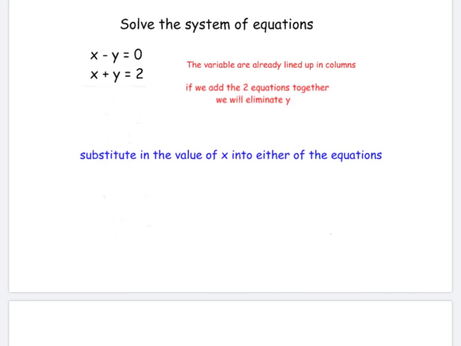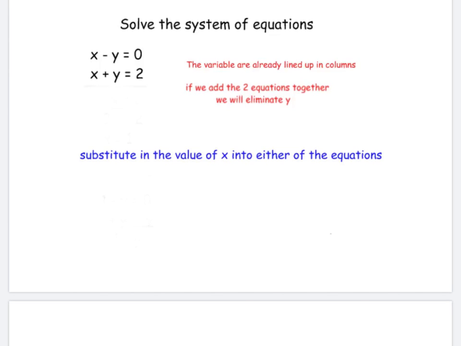So let's take a look at these system of equations. I have x minus y equals 0 and x plus y equals 2. Notice that in substitution, we had one of the equations already solved for x or y. We don't have any of those equations here that say x equals or y equals. So that's how we know a linear combination or elimination method would probably be a better idea to use than the substitution method. So step one of linear combinations or elimination is to make sure your variables are lined up.